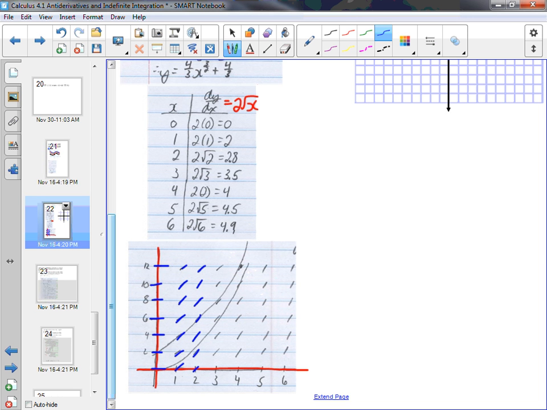And then you do your best to fit in a couple of graphs of solutions. Starts off flat, gets steeper. Starts off flat, gets steeper. Starts off flat, gets steeper. All right? What do you think?